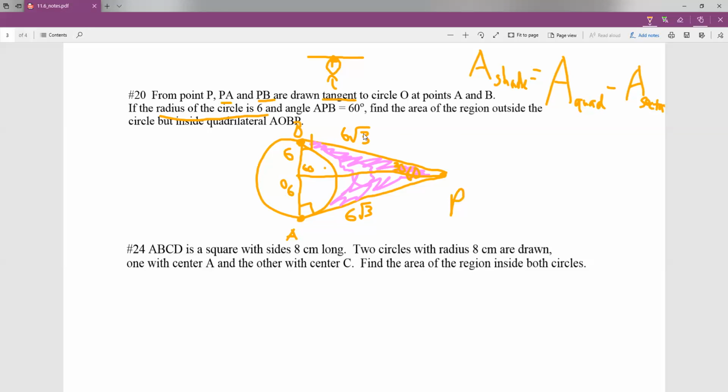So now in order to find the area of the quadrilateral, since we have two triangles, it's 2 times 1/2, so that cancels out, base times height. So it's going to be 6 times 6 root 3. So that's the area of the quadrilateral.